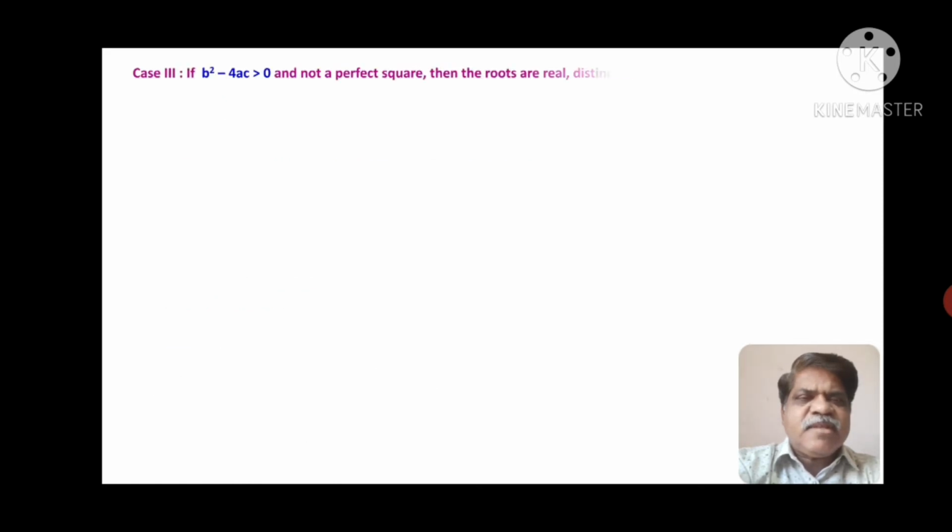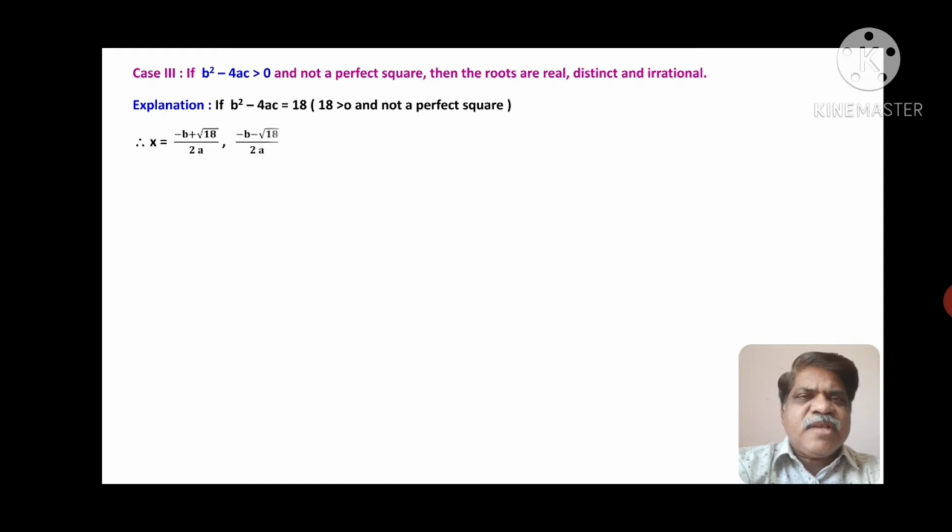Let us take case number 3. That is, if b square minus 4ac is greater than 0 and not a perfect square, then the roots will be real, distinct and irrational. Friends, let us consider b square minus 4ac is equal to 18. That is, the discriminant is 18, which is greater than 0 and it is not a perfect square. Therefore, x is equal to minus b plus under root 18 upon 2a or minus b minus root of 18 upon 2a. Here, root of 18 is an irrational number. Hence, the roots are real, distinct and irrational.